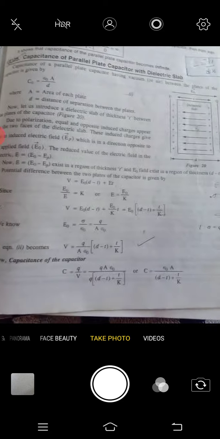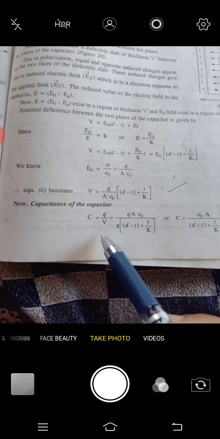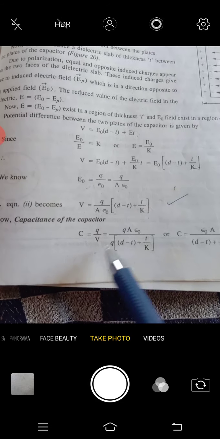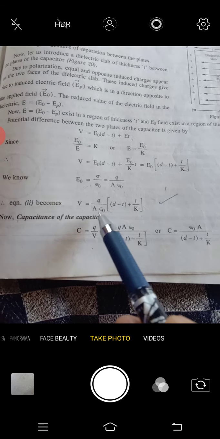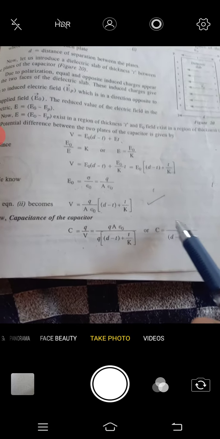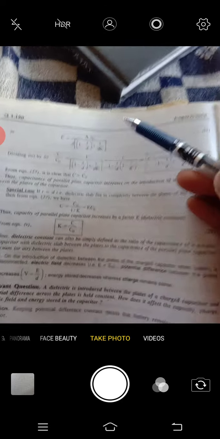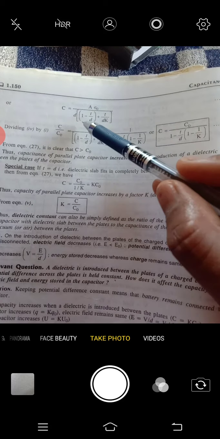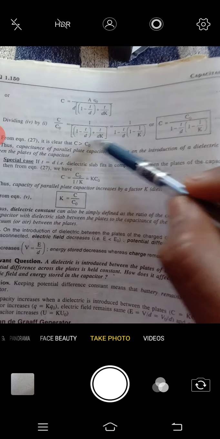But we don't have to calculate V. Our objective is to calculate C. And what is the C? C is equal to Q upon V. Okay. So Q means Q. V value is here. Put it back. A epsilon naught is in denominator. It will go up. Q and Q will cancel out. So it is epsilon naught A upon (D minus T plus T upon K). So after this you can see that A epsilon naught D they have taken common, 1 minus T upon D plus T upon DK. These are the simple calculations.